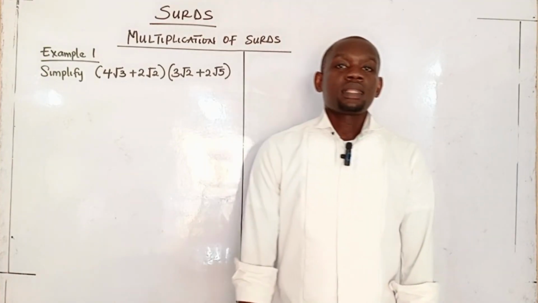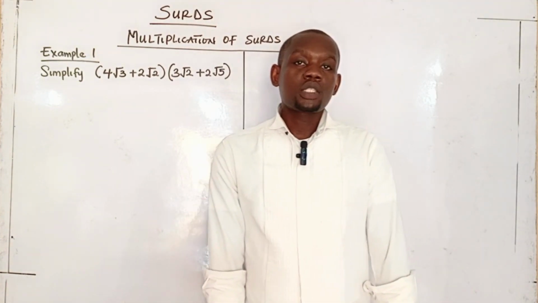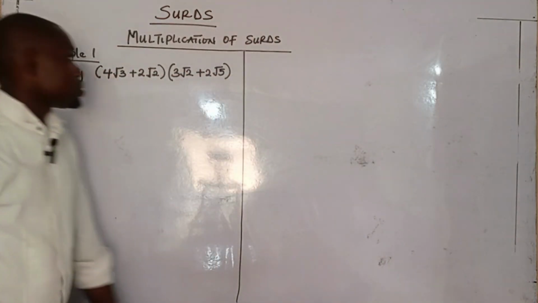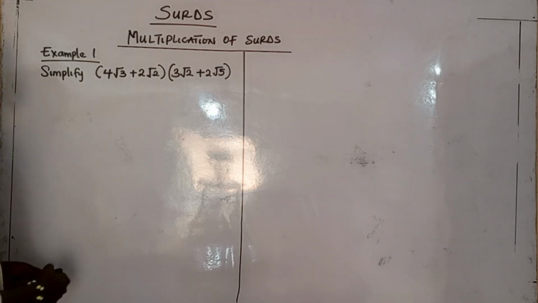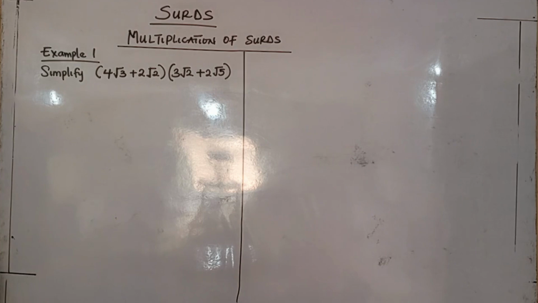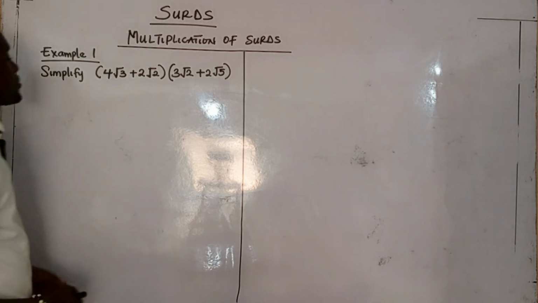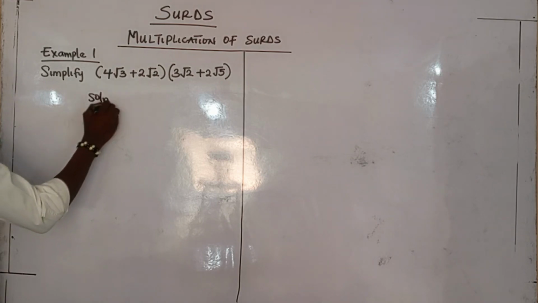Alright, now let us look at our first example on the multiplication of surds. If you look at the question on the board, we're told to simplify. In the first bracket, we have 4 root 3 plus 2 root 2. Then in the second bracket, we have 3 root 2 plus 2 root 5. Now, if you are to simplify this, it's very simple.